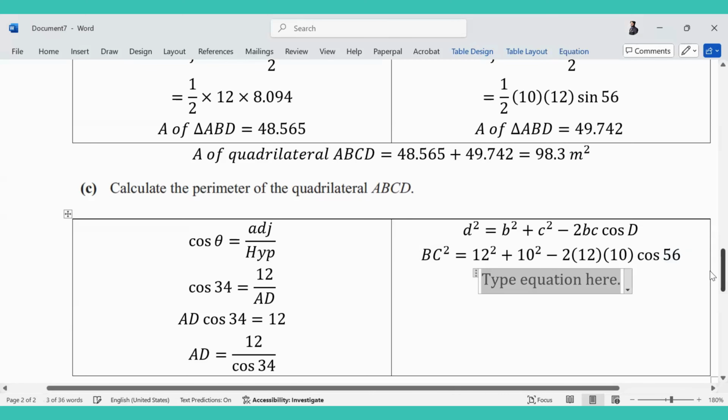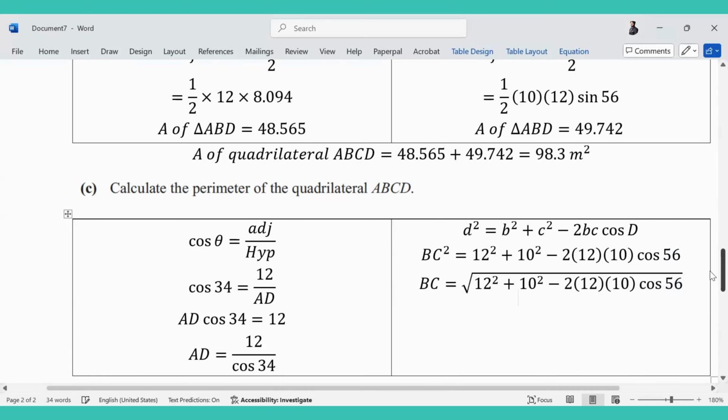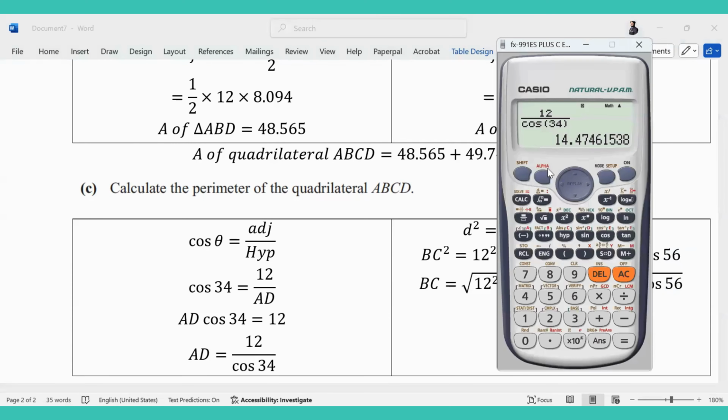You do not need to use the calculator at this moment. Square root on both sides, and now you can put this in your calculator directly to get an accurate answer. This will give you the length of BC. I will tell you how to put it in your calculator.